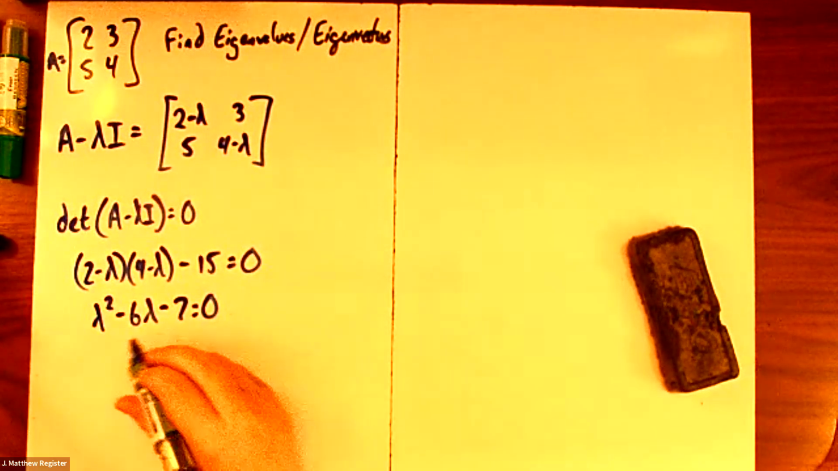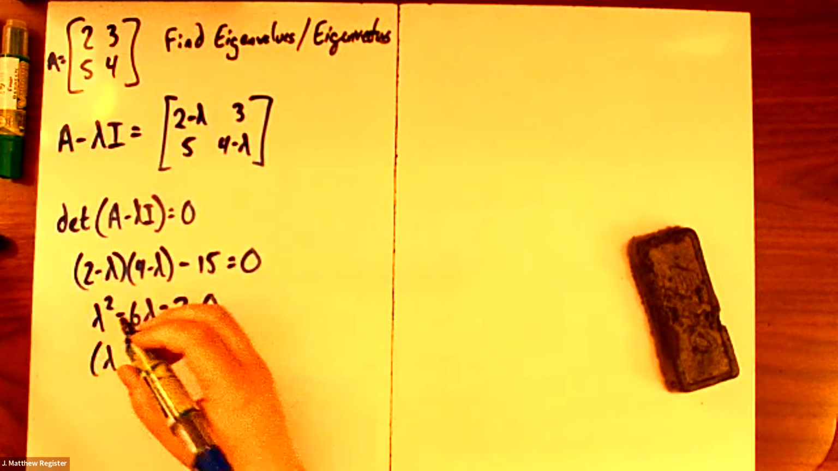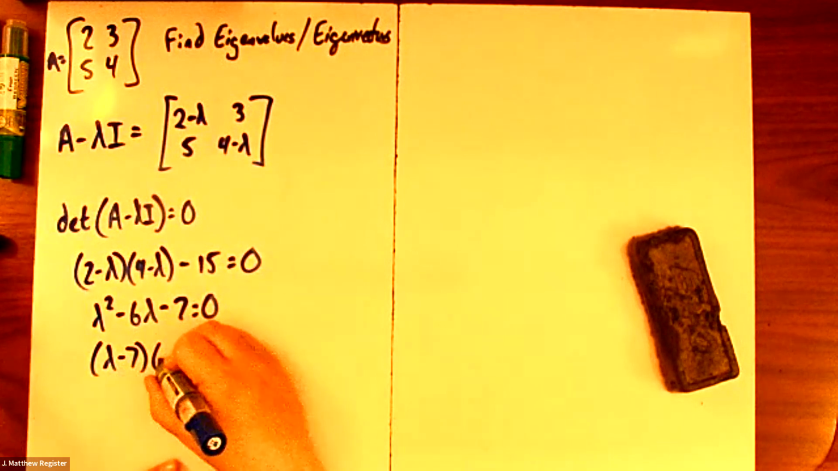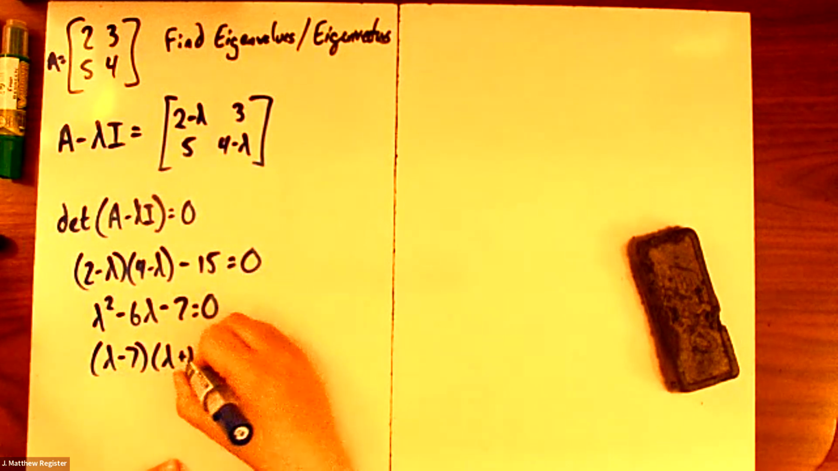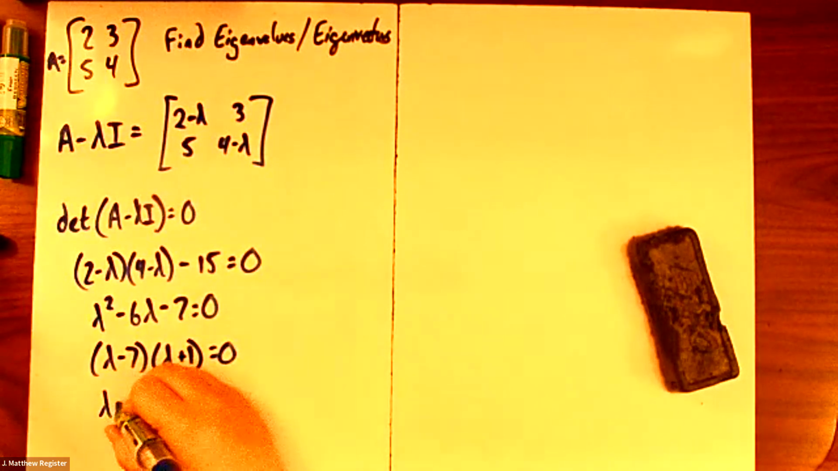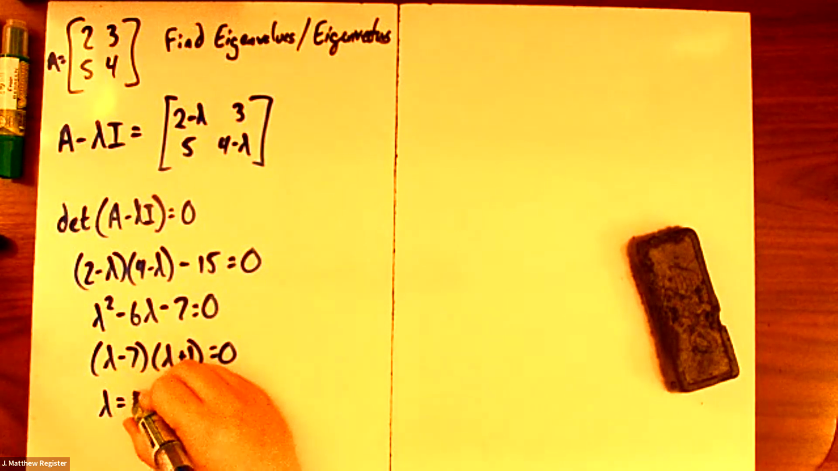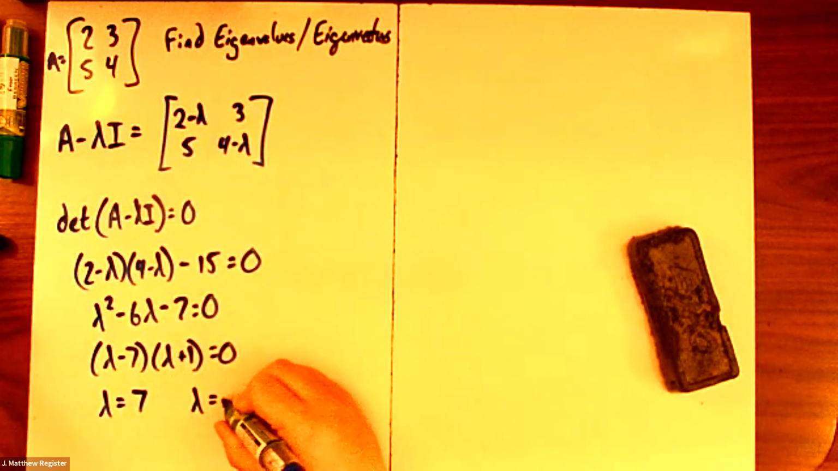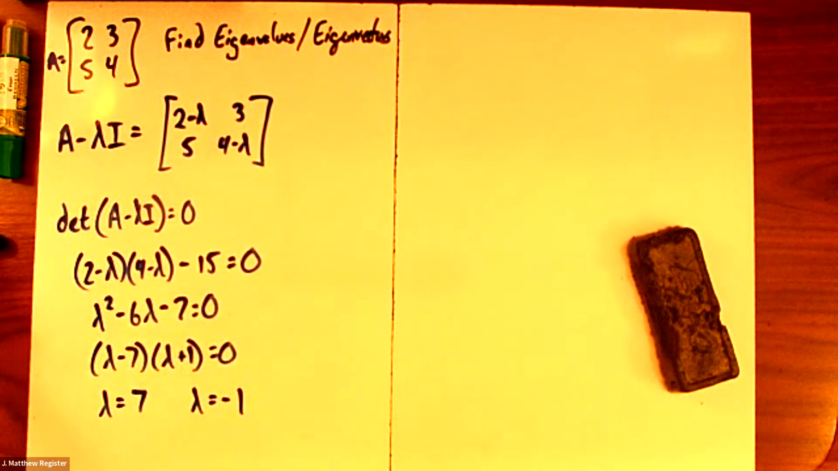This factors. And so we're going to get lambda minus 7, lambda plus 1 equals 0. So lambda is equal to either positive 7 or lambda is equal to negative 1. Since we have two eigenvalues, we'll label them lambda 1 and lambda 2.